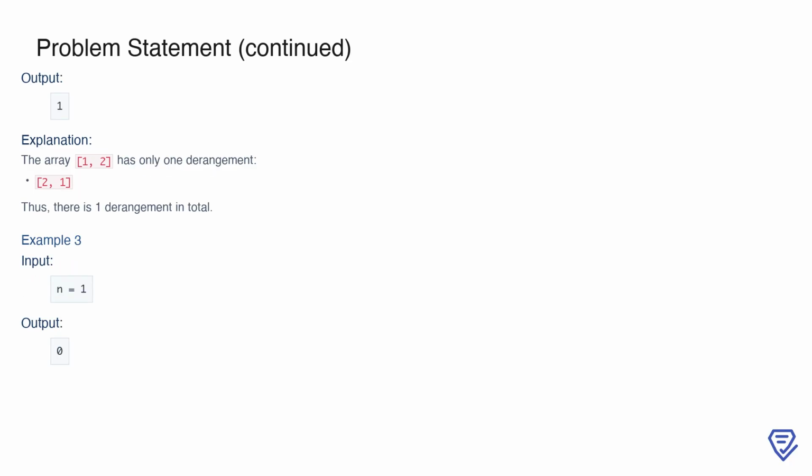Now, for n equals 2, the array 1, 2 can be deranged in only one way: 2, 1. In this arrangement, 1 is not in the first position, and 2 is not in the second position, satisfying the derangement condition. As there is only one such arrangement, the output is 1. This demonstrates that smaller arrays have fewer possible derangements compared to larger ones.